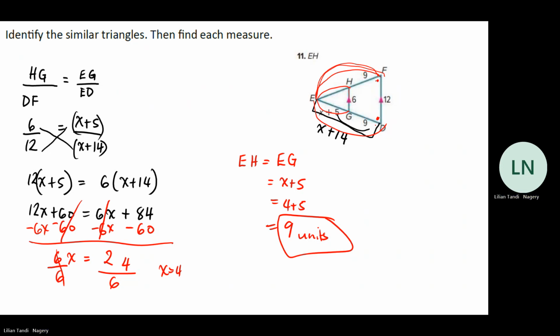Yes, this is an isosceles trapezoid, so these base angles are the same. Now, okay, all right. And if these base angles are the same, these base angles must also be the same. So that makes this an isosceles triangle. See? Now that makes sense. Yes. Okay.